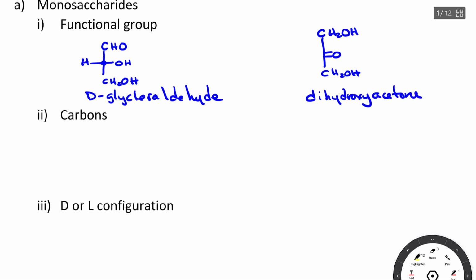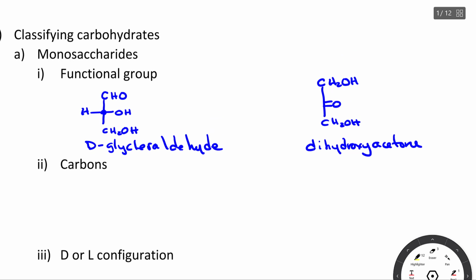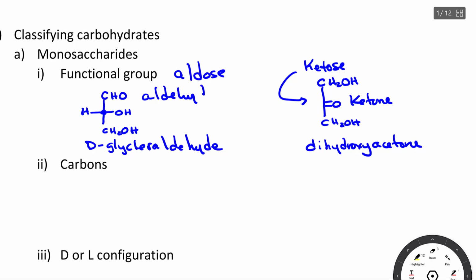And it's the smallest of what we call the ketose sugars because it contains the ketone functional group, which makes this the aldose. Let me write it up here, aldose, because this is an aldehyde. So we have the aldehyde functional group in aldoses and the ketone functional group in ketoses.